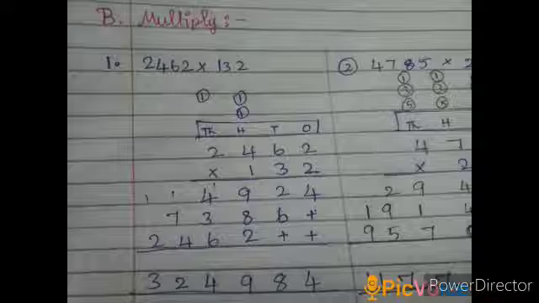Next, 3 4s are 12. 12 plus 1 is 13. 3, and 1 should be carried over to the thousands place. 3 2s are 6. 6 plus 1 is 7. Now we have completed the tens place multiplication.